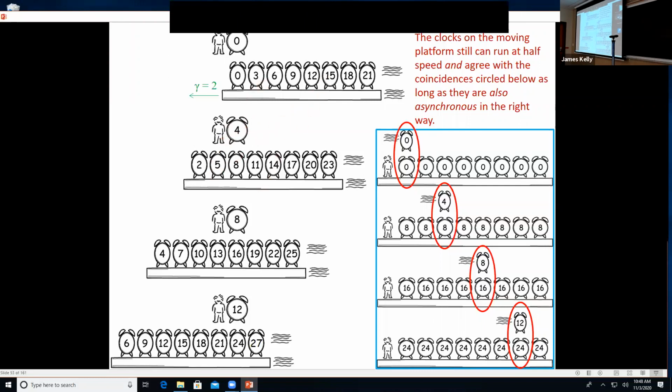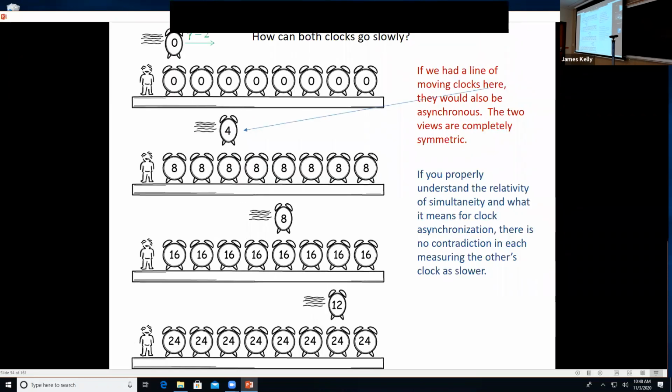And so, I will admit that you really have to stretch your mind to put those two effects together and really see that they compensate for each other and allow both of them to see that the other is moving slowly. It might be a little bit more obvious if we had not drawn just a single moving clock here, but a whole moving platform, and we would have seen immediately that those are asynchronous from this point of view, and it might have been easier to account for that.